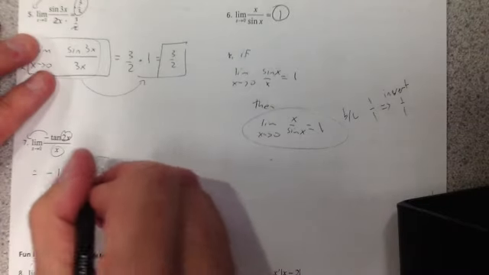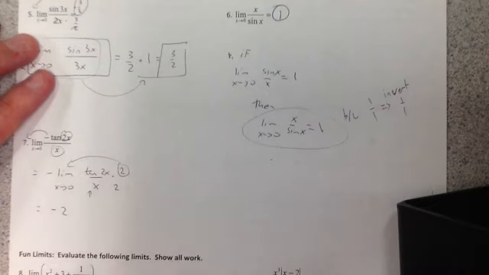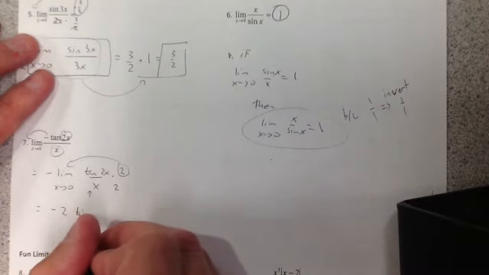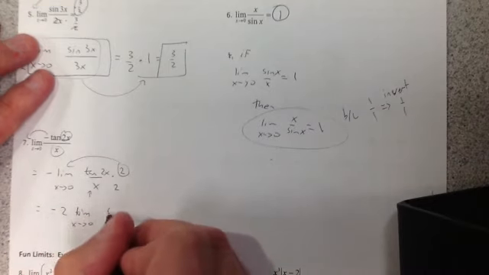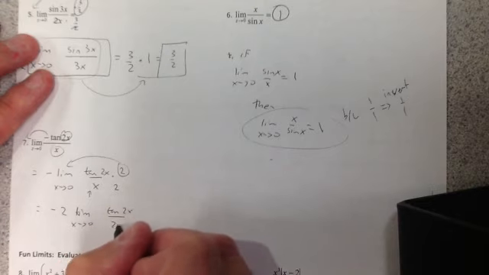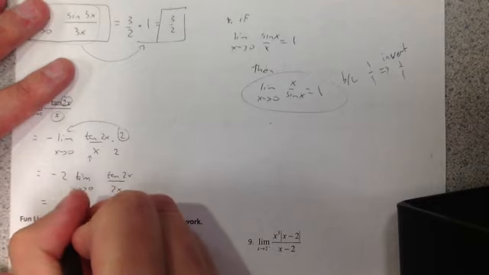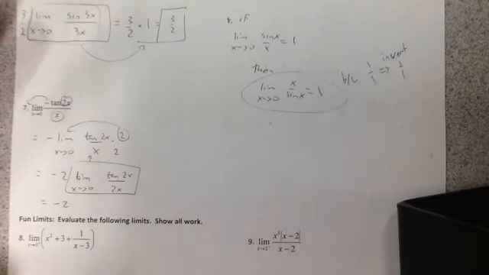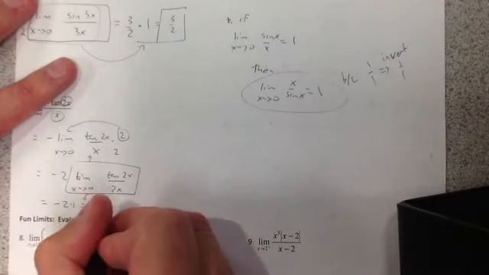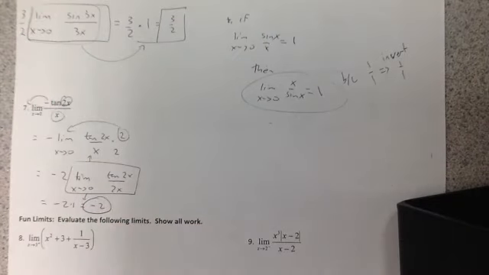And that becomes, bring that 2 out to the front, negative 2 times the limit as x goes to 0 of the tangent of 2x over 2x. And we can write our answer here. We get negative 2. Remember, all of this is just like sine. It's just 1. So our answer, negative 2.